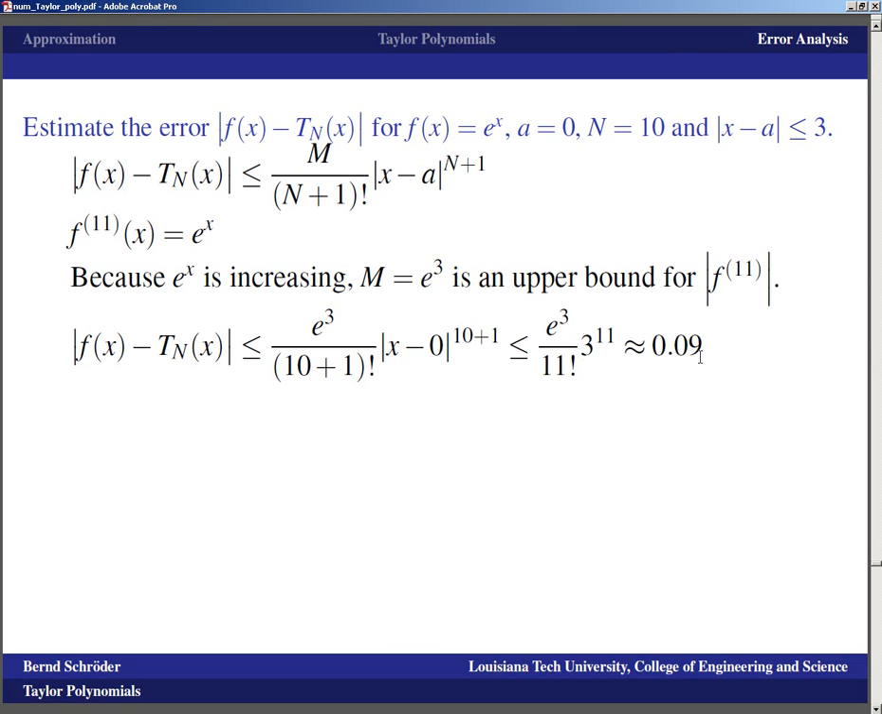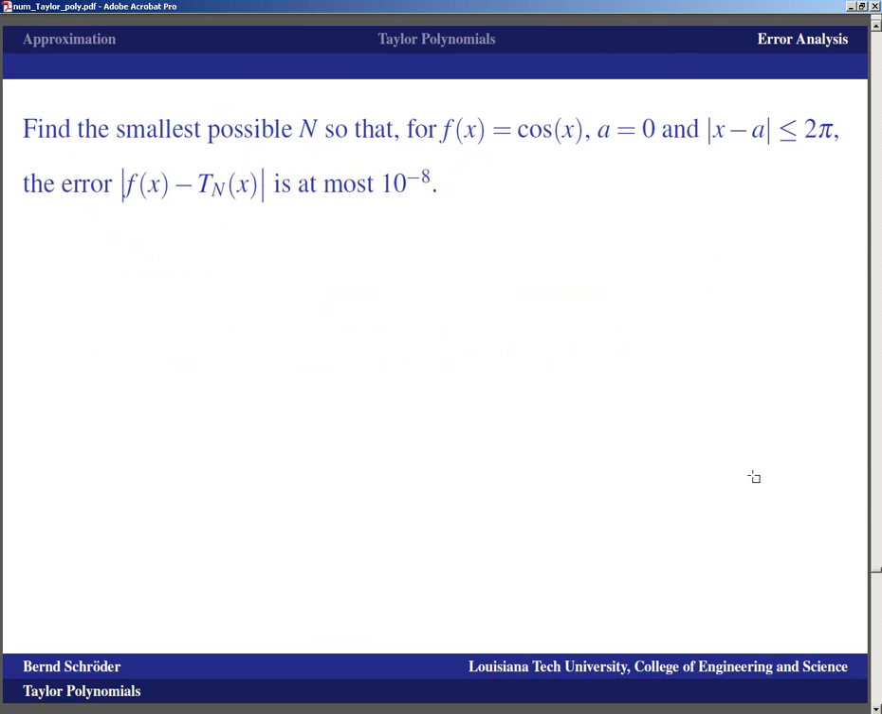It's approximately 0.09, which means that even in the 10th order approximation, the only digit that really is fully reliable in the values we would get from the 10th order Taylor polynomial is the first digit. Well, but at least we've got one good digit.